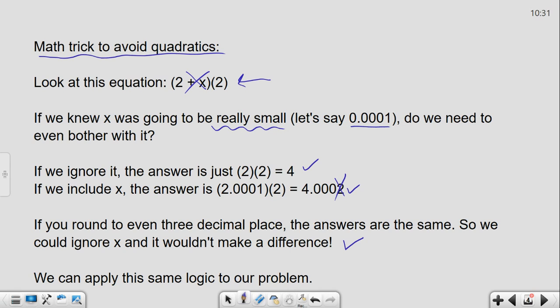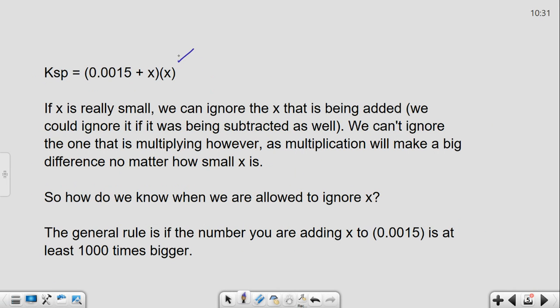It barely changes it. We can apply that same logic: if x is not going to make much of a difference here, if this x is really small, we should be able to just ignore it and it won't change our answer. So here's our equation, right? If whatever I'm adding x to, if x is way smaller than this number, I don't need to bother with it. So if x is really small, we can ignore the x that is being added. I mean, you could ignore it if it was being subtracted too. Any adds or subtracts, if the x is small enough, you can get rid of it.